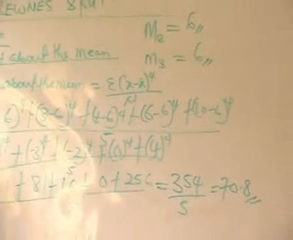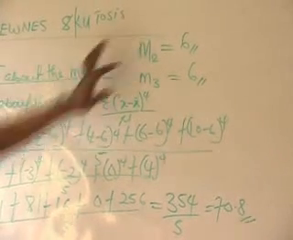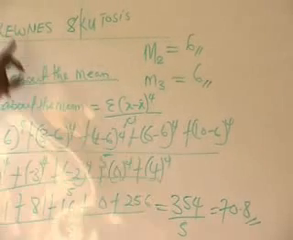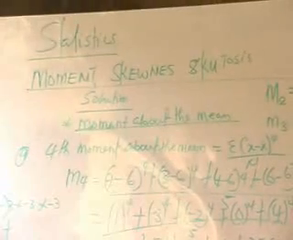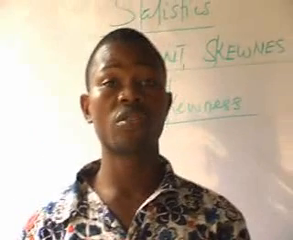So we don't really need the fourth moment. What we just need is the second and then the third moment. So now the next topic we are going to look at is skewness. Are we together? So we are going to talk about skewness next.